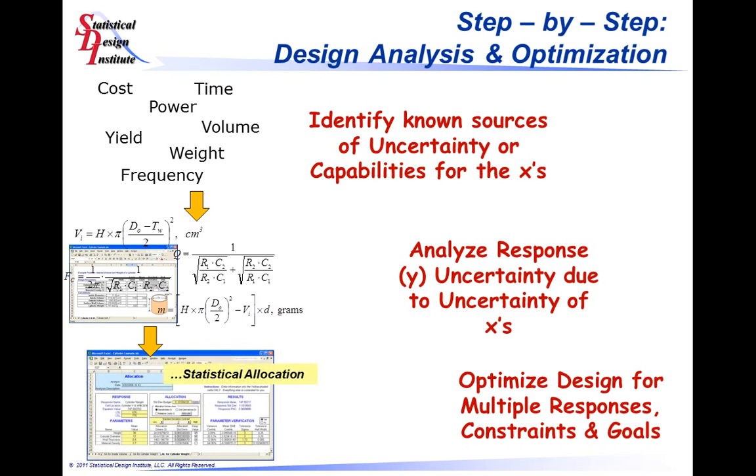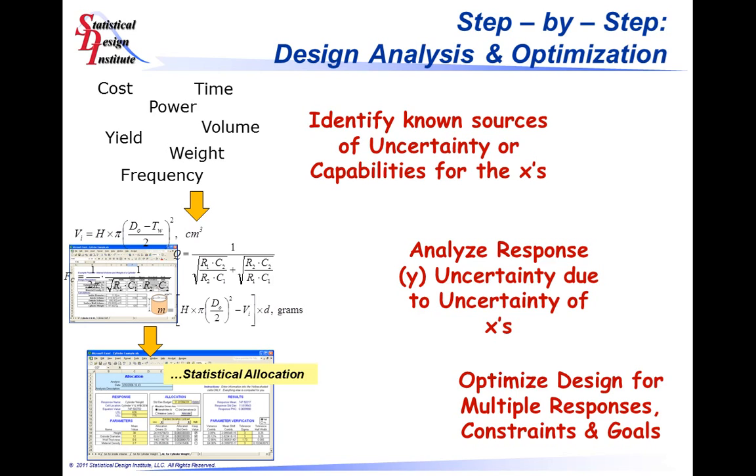Now, if we have no idea what the allowable variation could be for these individual parameters, whether they're diameters or material densities or resistances or capacitance or whatever it may be, we can start with the statistical allocation tool and ask: what response characteristics are we trying to achieve? What tolerances do we need to maintain on that response? And what is the desired probability of noncompliance that I would like to achieve?